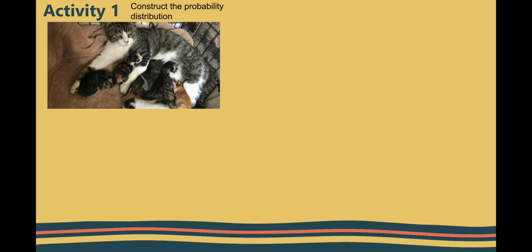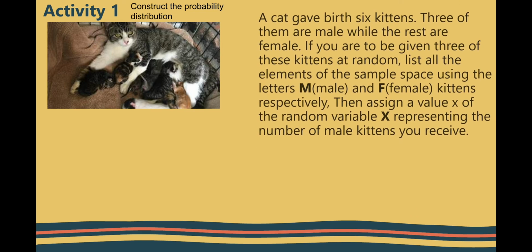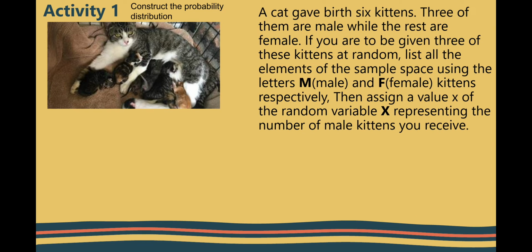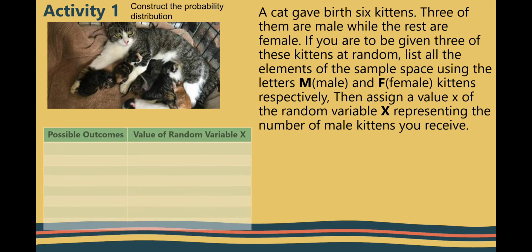So for your activity, you're going to construct the probability distribution. For this problem, a cat gave birth to 6 kittens. 3 of them are male while the rest are female. If you are to be given 3 of these kittens at random, list all the possible elements of the sample space using the letters M for male and F for female kittens respectively. Then assign a value of X to the random variable X representing the number of male kittens you receive.